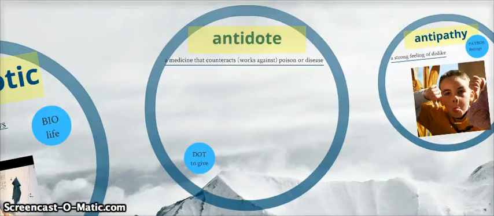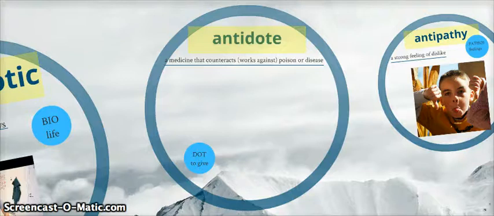Our next word is antidote. It has the root dot to give in it, and it is a noun, so go ahead and highlight dot to give, okay? And underline its meaning, a medicine that counteracts or works against poison or disease. There are also two other definitions. Let's go ahead and underline those as well. Something that gives protection against injurious effects, something that gives relief against something else.